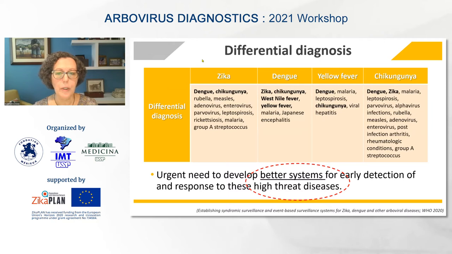So the differential diagnosis is imperative. When you have a suspected case of arbovirus infection, all of these other illnesses may occur. And this calls attention to the fact that these diseases can be severe, and some patients had a bad prognosis because there was a delay in the treatment.